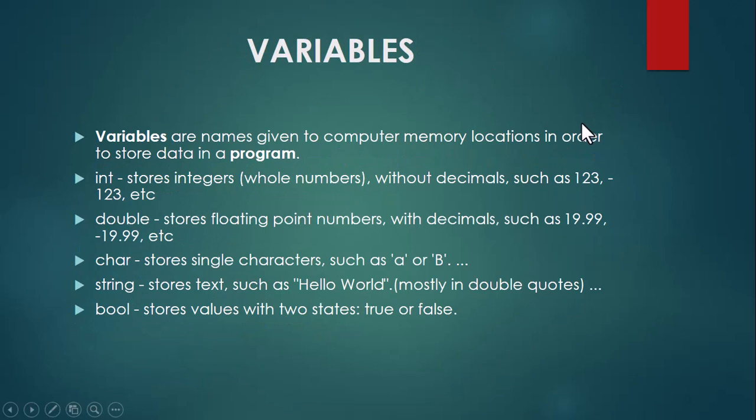Let's move to variables. Variables are names given to computer memory locations in order to store data in a program. Variables can simply be said to be memory allocations with a specific name, so whenever we want to retrieve something, we just call out the name we give to that memory location. Variables are very necessary in all types of programming.